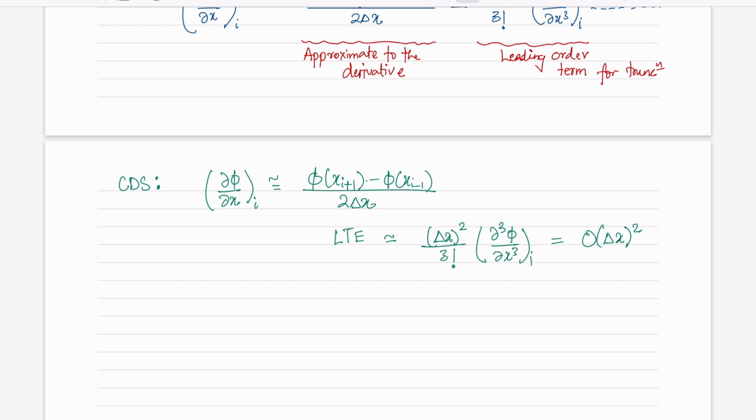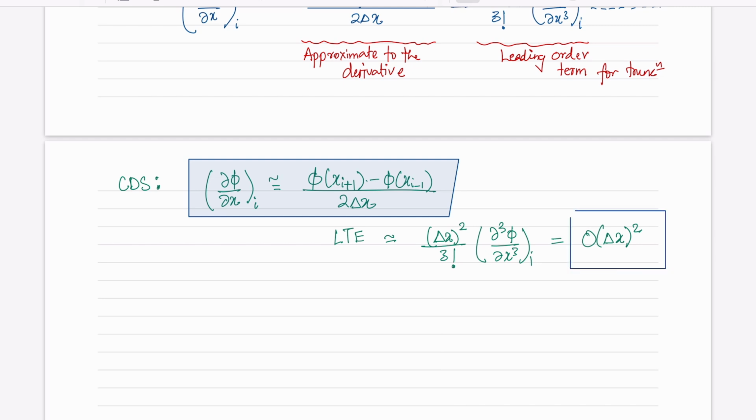So here the takeaway is that the expression that we are interested in to evaluate the first derivative is this one, and the order of error that is associated with the derivative is delta x square, or it's the second order accurate method.